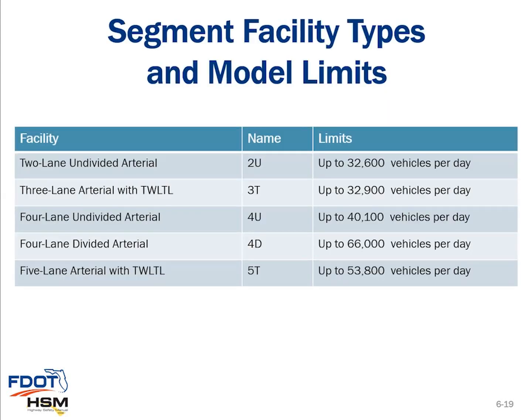So as I previously noted, there are 5 different segment facility types and different models or SPFs developed for each of these. And they all have different ranges showing here. They can go from 0 to 32,000 in the case of a 2-lane undivided arterial, all the way up to 0 to 66,000 for a 4-lane divided facility. When you start getting out of those ranges, the models really weren't developed for these higher ranges, so the applicability of the model becomes questionable, and you should use your own engineering judgment in applying the model.